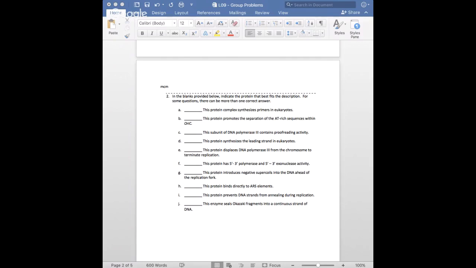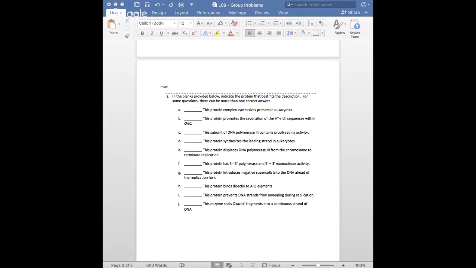And for F, DNA polymerase I is the protein that has the 5' to 3' polymerase and the 5' to 3' exonuclease activity. For G, topoisomerase type 2, which is also known as DNA gyrase, is the protein that introduces the negative supercoils into the DNA ahead of the replication fork.